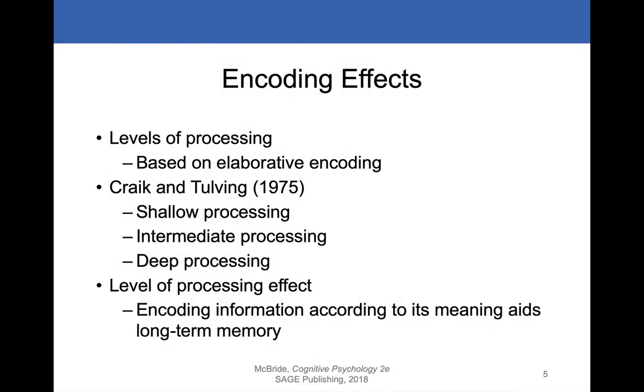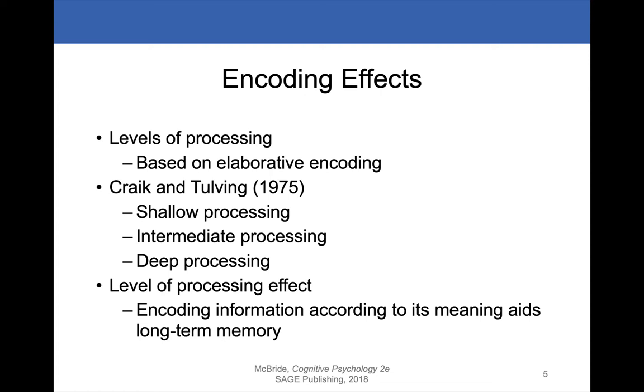Let's talk a little bit about encoding effects, encoding information into memory. One of the most influential theories on encoding has been Craik and Lockhart's levels of processing. Basically, what levels of processing means is an effect on memory that shows better memory for information that's encoded with deep processing rather than with shallow processing.